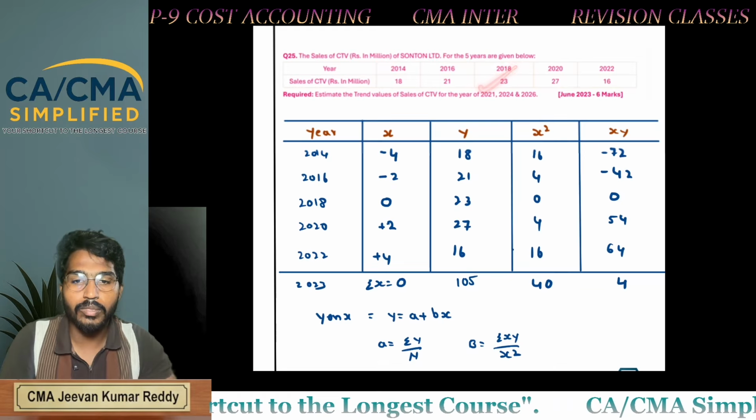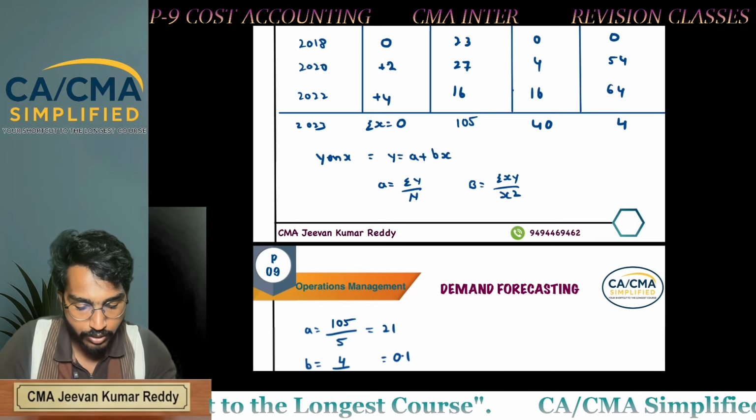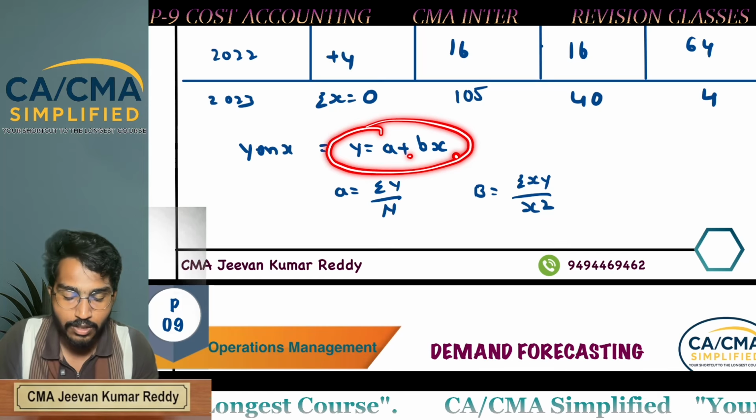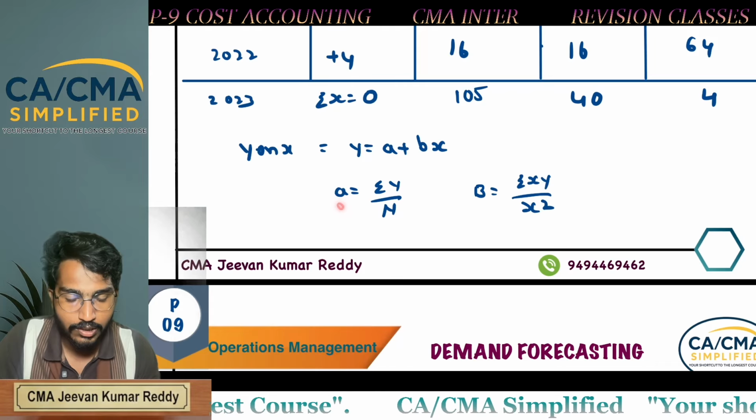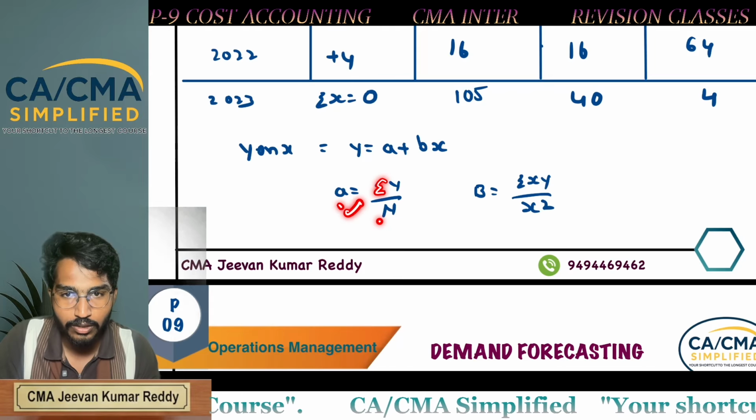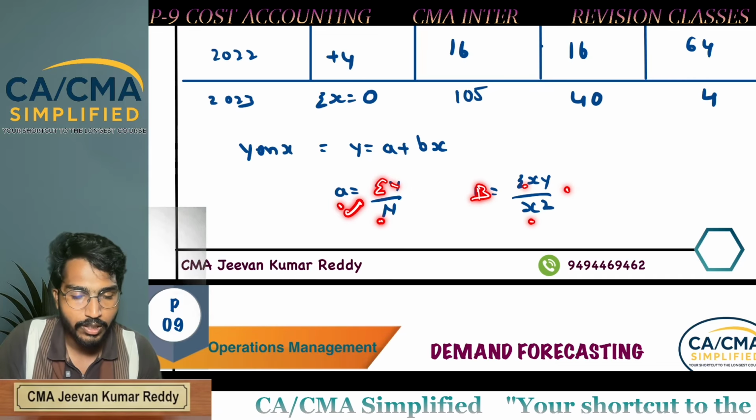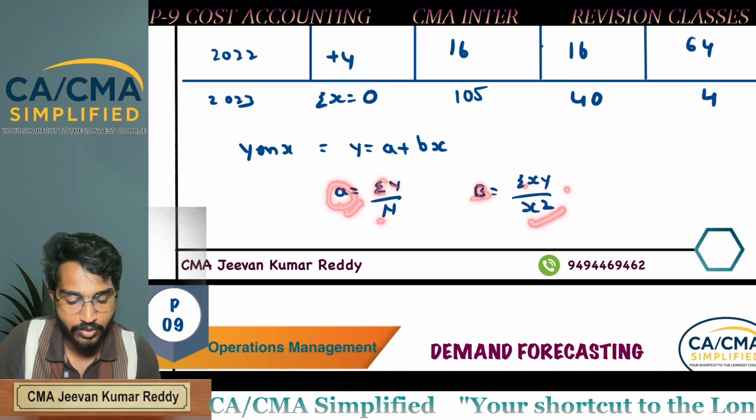So this is our direct method. What we need to remember is the formula y is equals to a plus bx. In the direct method, how to calculate a? Summation y divided by n. How to calculate b? Summation xy divided by summation x square. What is a? Average. What is b? Growth.